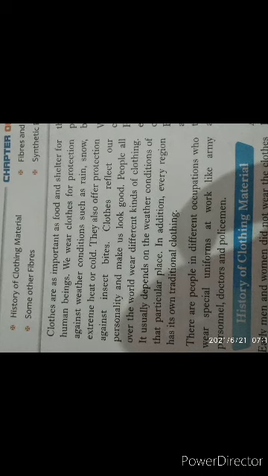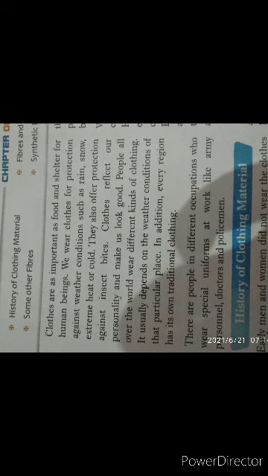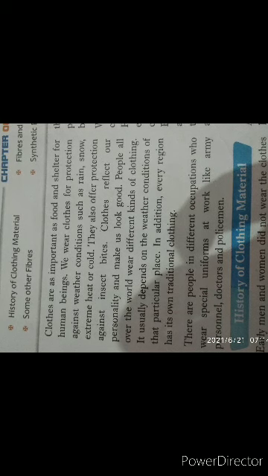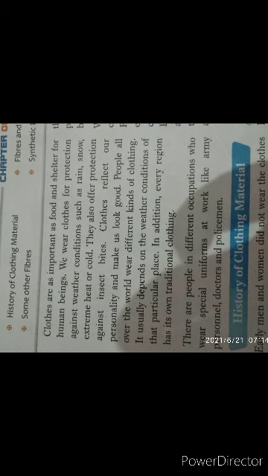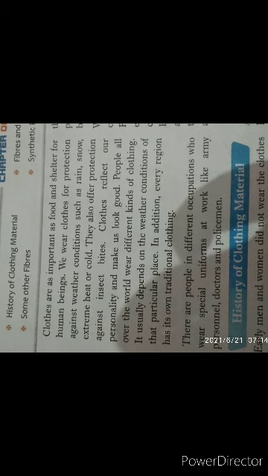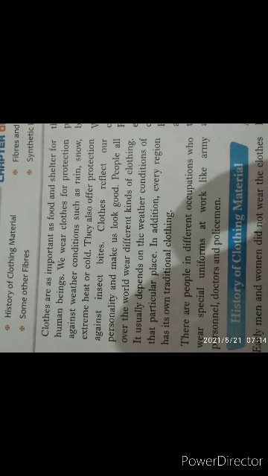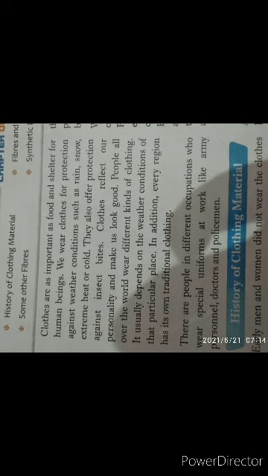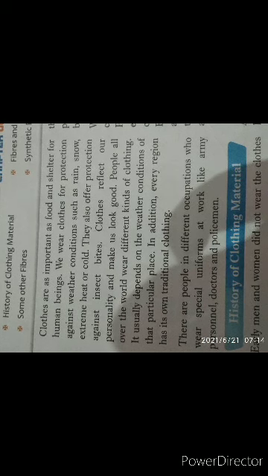Clothes reflect our personality and make us look good. People all over the world wear different kinds of clothing. People in different areas wear different kinds of clothes, you know that, no? It usually depends on the weather condition of that particular place. In addition, every region has its own traditional clothes. According to the weather, people will change their clothes, and regional traditional dress also will be there.